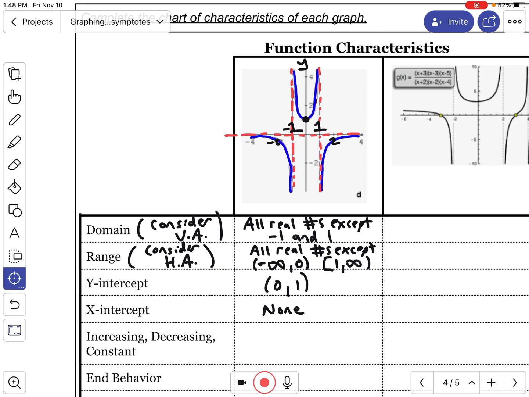Let's see, if we look from left to right, what is this graph doing? So this is either increasing, decreasing, or constant. And so this graph would be decreasing, and that's from negative infinity to, in the x direction, it's at -1. So decreasing from negative infinity to -1.